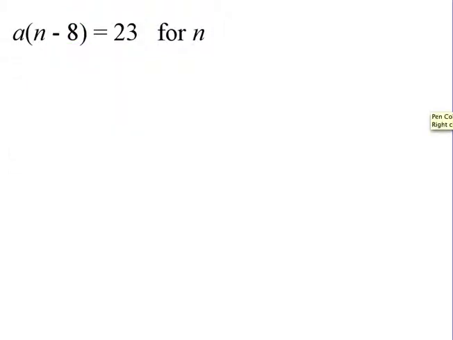All right, let's look at this one. A times the quantity n minus 8 equals 23. Now this one's a little different because we're not solving it for A, we're not solving it for the one outside the parentheses. So what do you think we're going to do on this one? First step. Multiply what? You're right. Distribute. Basically, I'm going to multiply this A.